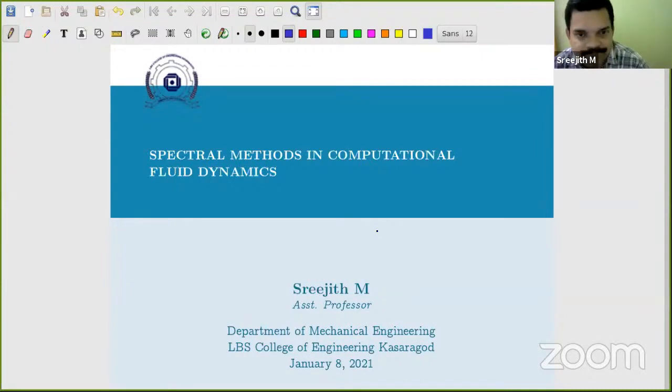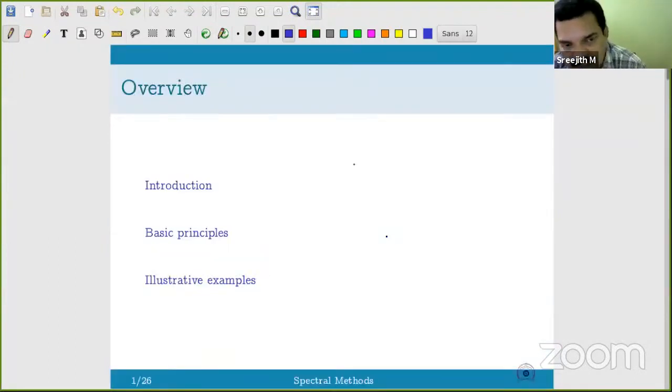Today I'm presenting spectral methods in computational fluid dynamics. It is basically an introduction to fluid dynamics problems, the basic principles of the spectral method, and some illustrative examples of what we have done in our lab during our project work.